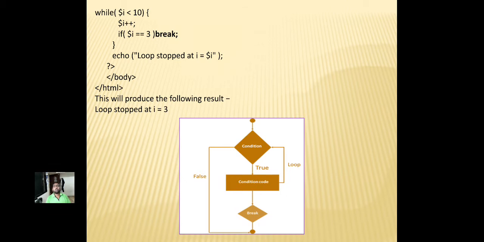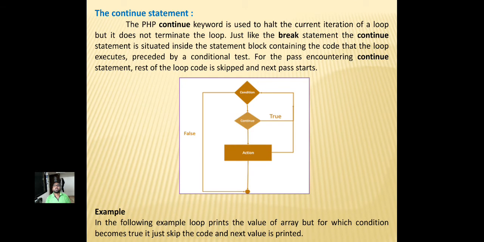And so, the flow diagram in here. The continue statement. The PHP continue keyword is used to halt the current iteration of a loop, but it does not terminate the loop. Just like the break statement, the continue statement is placed inside the statement block containing the code that the loop executes, preceded by a conditional test. For the pass encountering the continue statement, the rest of the loop code is skipped and the next pass starts.